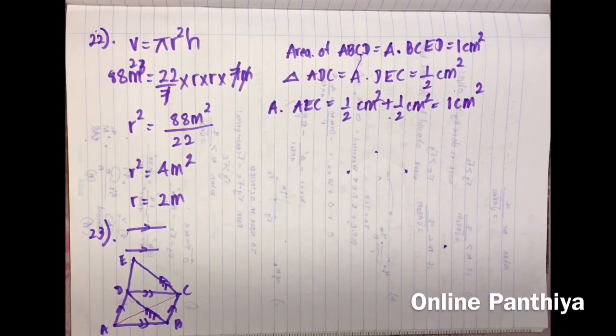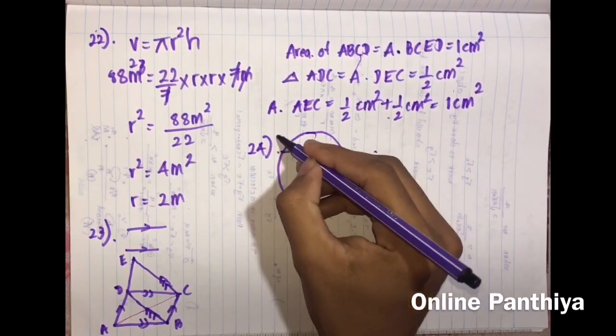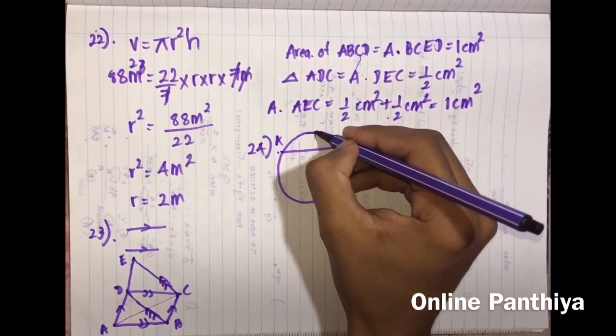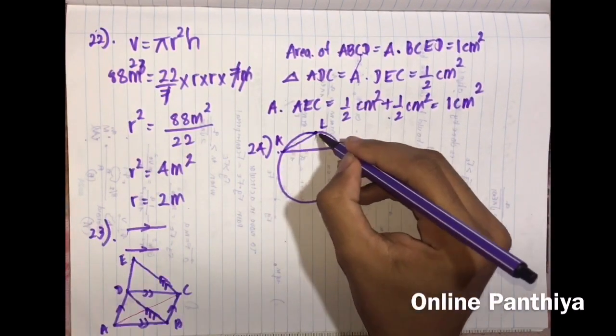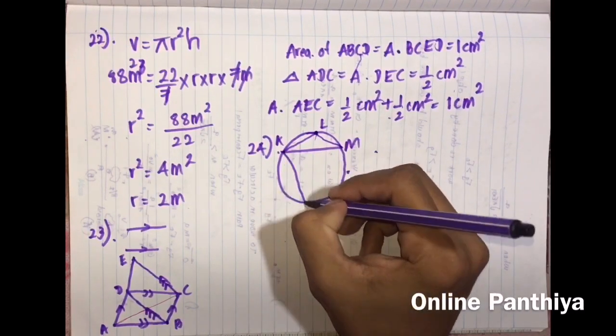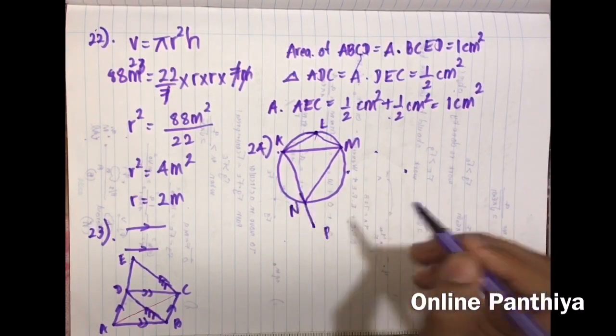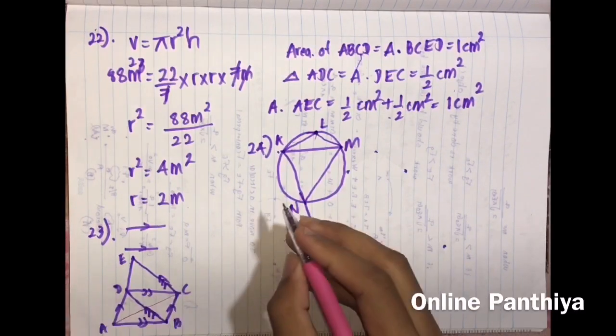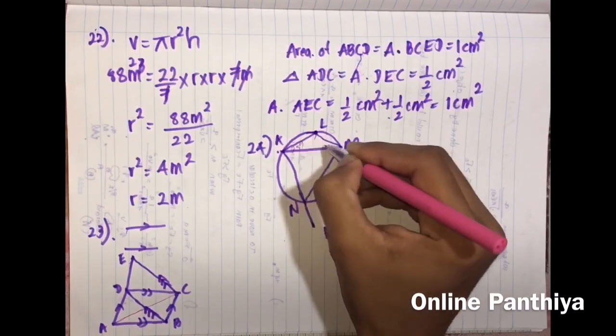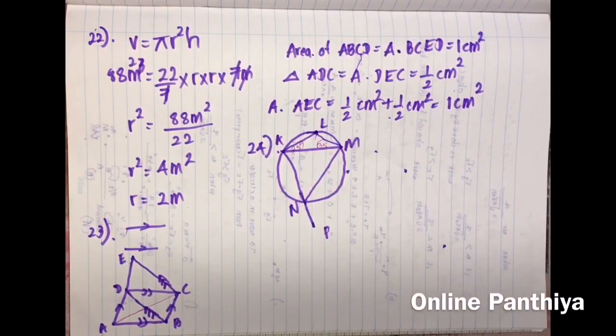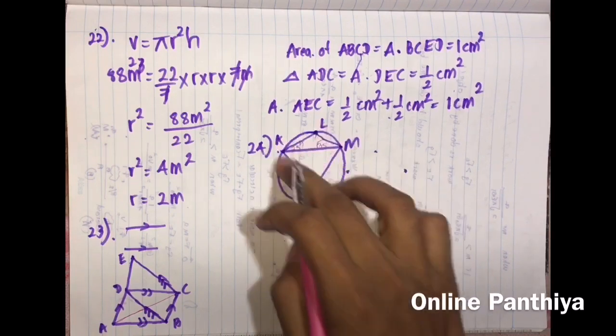Let us check the 24th question. Here in the given figure, a diagram is given. Here we have K, M and N marked. This is extended, call it P. This is N, and some of the angles are marked. This is equal to 25 and this is equal to 35. You have to find out this angle X. Also they are saying KLMN is a cyclic quadrilateral.